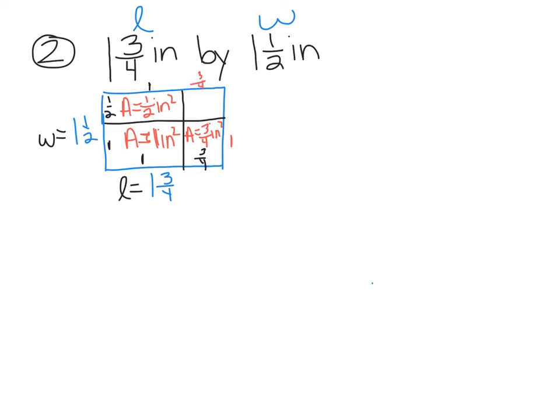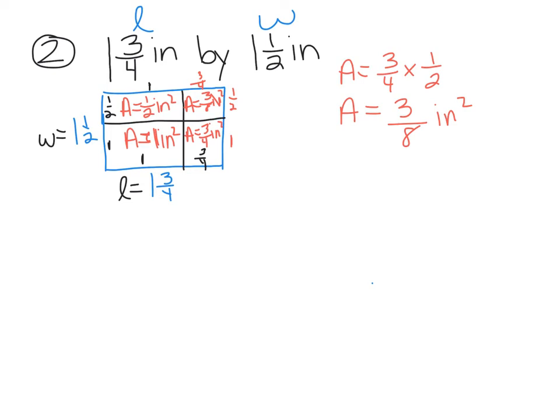So now I have the 3/4 times 1/2. So that one I'm going to do over to the side. So A is equal to 3/4, because that's my length, times 1/2, my width. 3 times 1, my numerators are 3. Denominators, 4 times 2 is 8. So the area is equal to 3/8 inches squared. So I found the area of all 4 sections of my 1 3/4 inches by 1 1/2 inches.